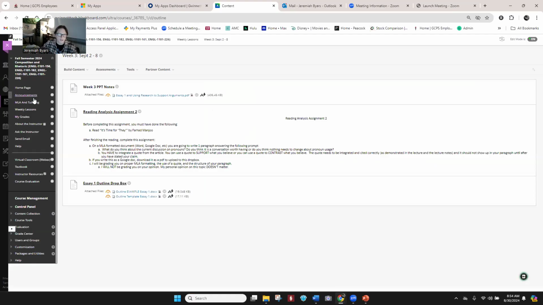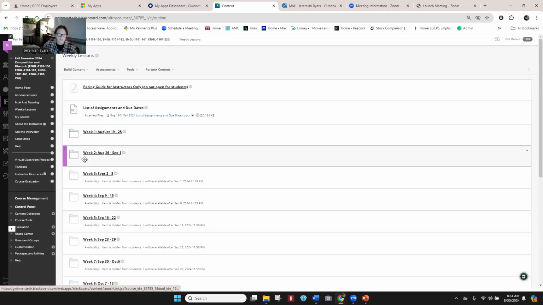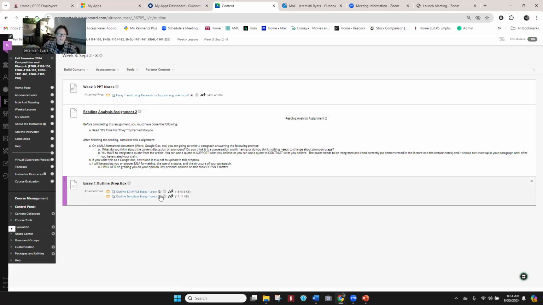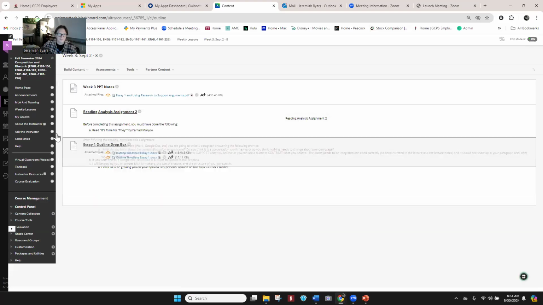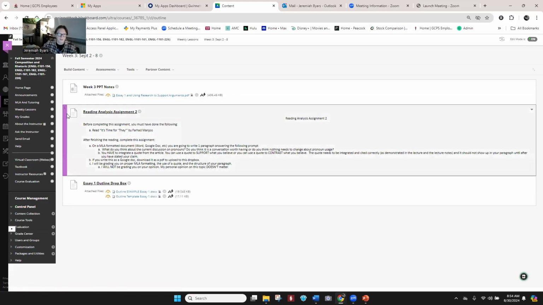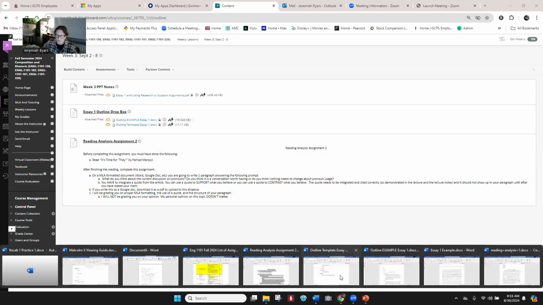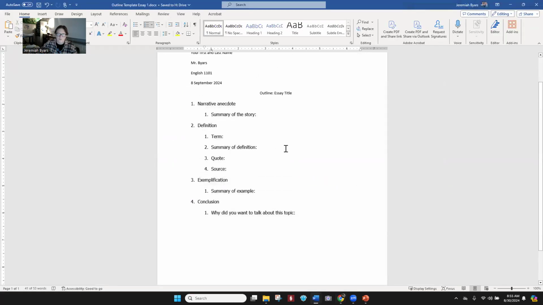So here we are in the week three folder. Week three, I went to weekly lessons. Week three, okay. Here's your outline, all right. I guess I'll put it back up here. Okay, fine. I'll switch them. Outline example, outline template. You can download this outline template. Let's see if I already have it open. And it's all there for you.